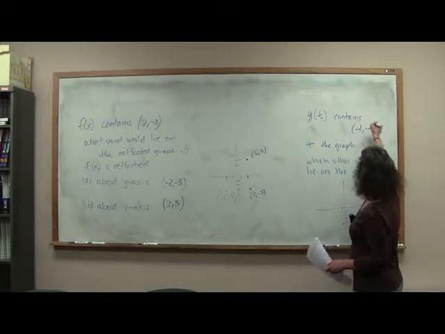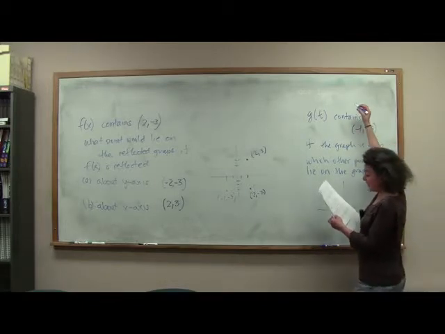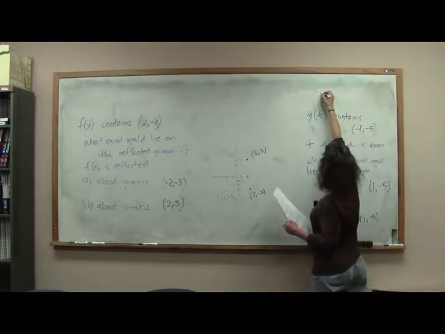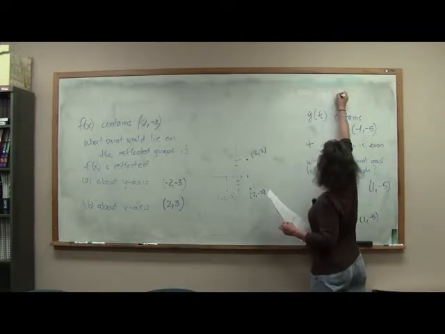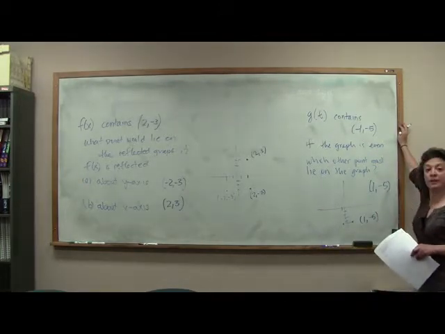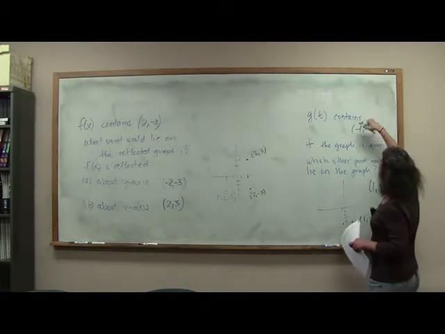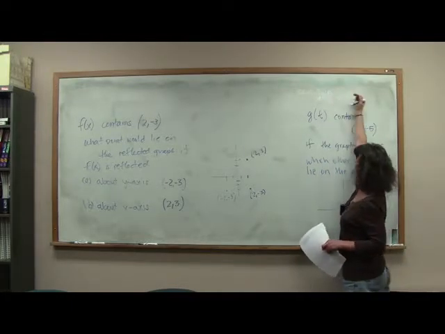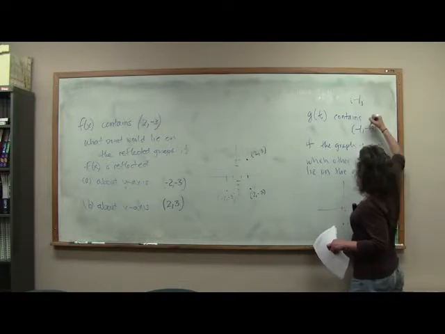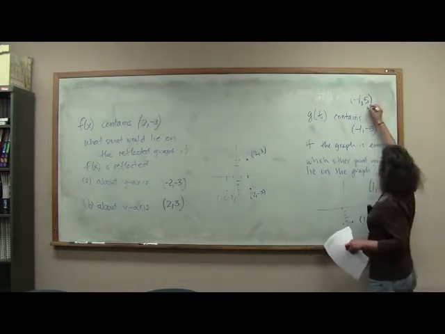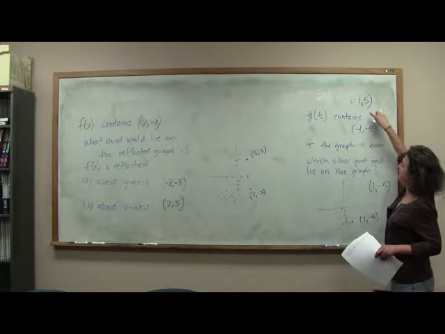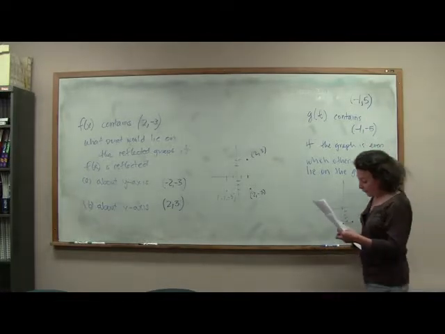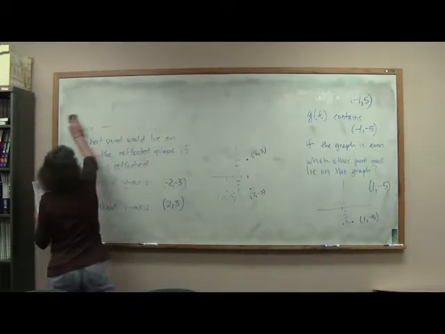Okay, while we're on this subject, let me ask this. What point must lie on the graph of negative g of t? Okay, well, notice here, we're just taking the opposite of our function value. So our x value stays the same, but we take the opposite of our function value. All right, next.